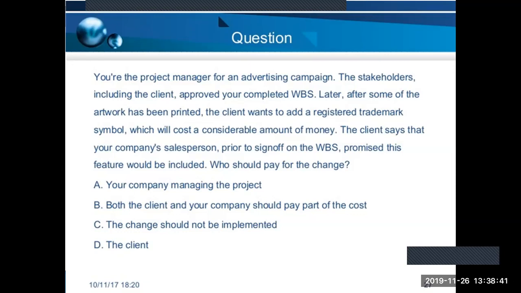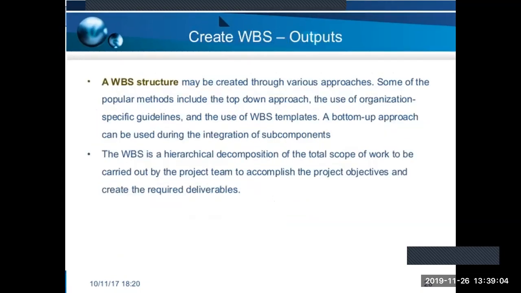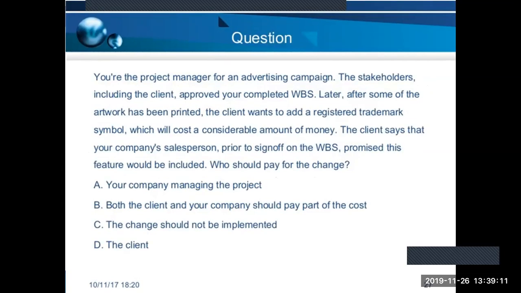A, the company managing the project. B, both the client and your company should pay part of the cost. C, the change should not be implemented. D, the client. That's a typical question on what they call scope validation. Okay, all right, sign-off. You answer it. It's very simple. I won't give you the answer so that you can reflect a bit. If you can't get the answer, we would check it next time.